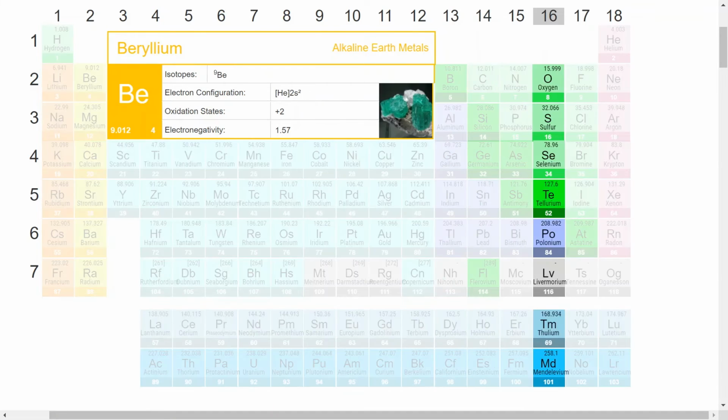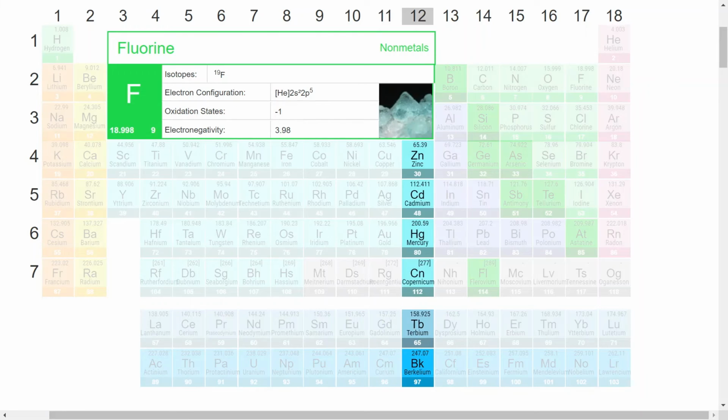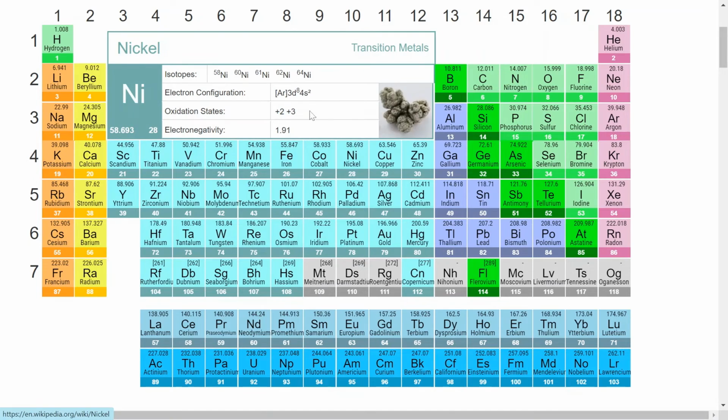Groups 13 to 18 are considered the p block, because the last term in the electron configuration will be a p orbital. For example, fluorine is 2p5. Groups 3 to 12 are considered the d block, because the d orbitals are occupied. For example, for nickel, we see the term 3d8. In the periodicity topic, you will learn more about these parts of the periodic table.